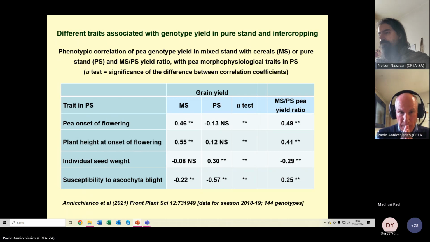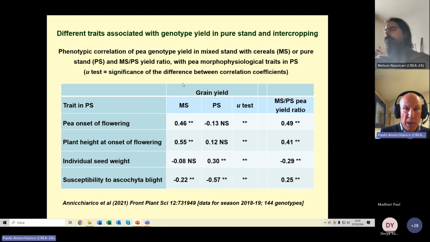Now, getting a little bit more to the issue of the useful traits to select for. Indeed, often the important traits, the adaptive traits that contribute to yield in mixed stand, are different from those for yield in pure stand. For example, here for pea, for the production of grain yield, you see different traits that were evaluated in pure stand. And the grain yield in mixed stand of the pea was correlated to later flowering of pea only in mixed stand. And why? Because normally pea is earlier than associated cereals. So it was important to have later genotypes.